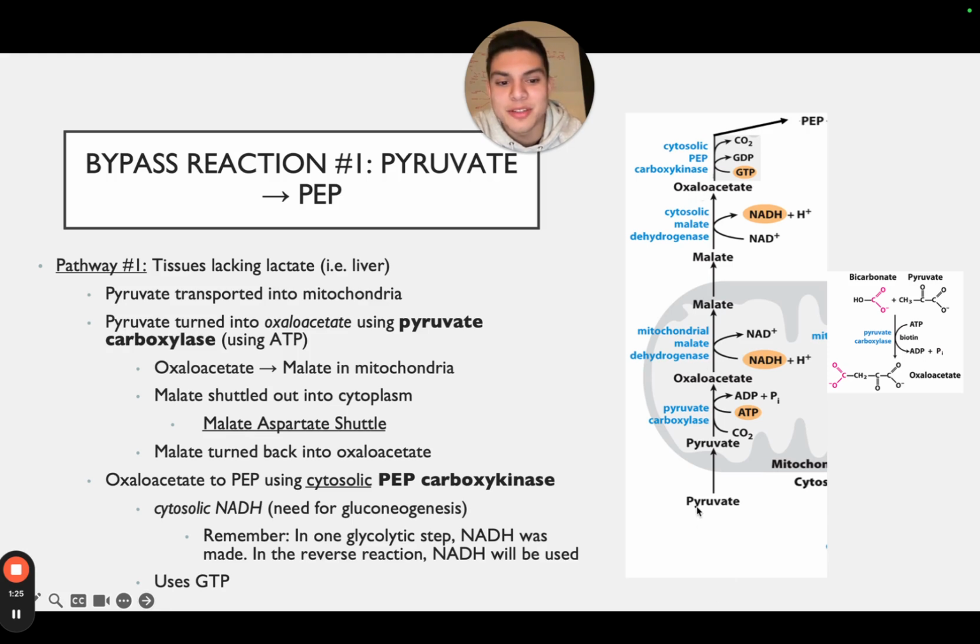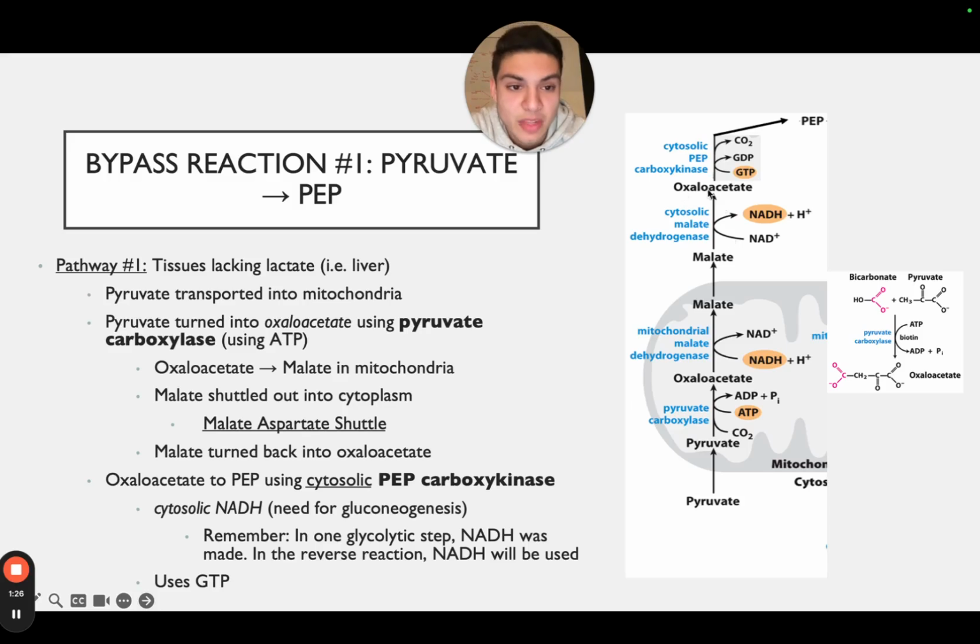If we were able to take pyruvate and convert it to oxaloacetate in the cytosol, then we wouldn't need to do this whole transport thing with the malate dehydrogenase, all this stuff. And this uses, again, the malate aspartate shuttle to move malate from the mitochondrial matrix to the cytosol. So again, there's a lot of interplay.